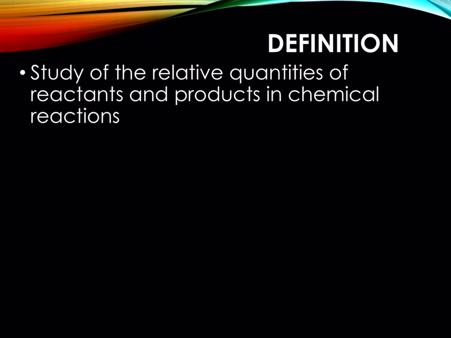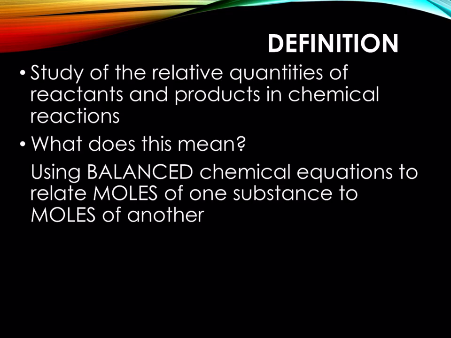Okay? So stoichiometry is the study of relative quantities of reactants and products in chemical reactions. So what we all want to be able to do is, if you have a balanced, that's important, chemical reaction, we are going to relate the moles of one substance to the moles of another. So basically all the topics in this section will be applying the mole concept.